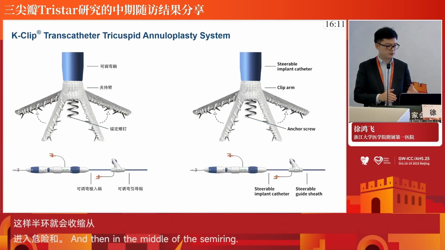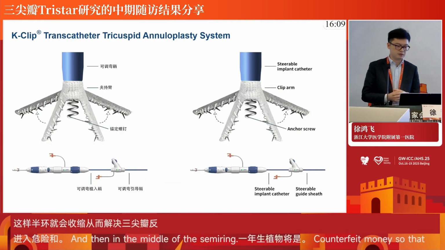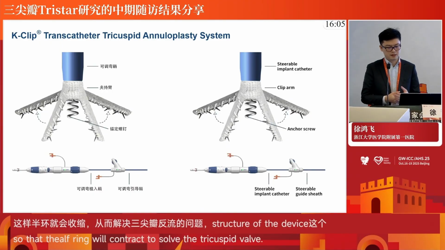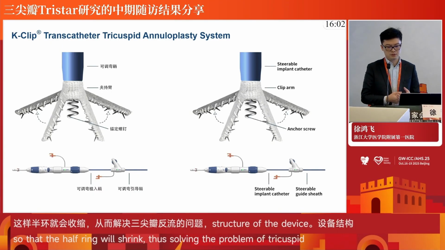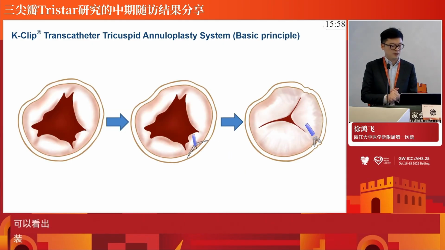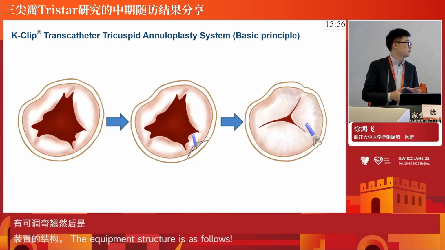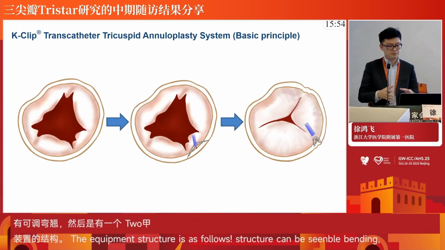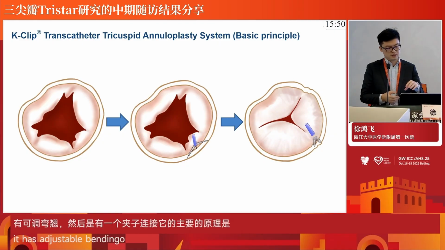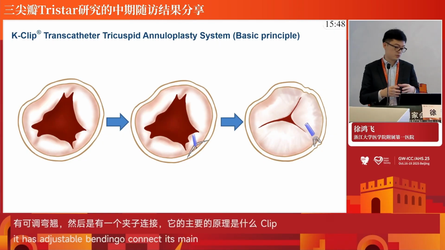This is the key structure of the device, including the anchor screw, the clip arm, and the steerable implant catheter. And I drew a figure to let you understand the basic principle of this device. We just reduce the size of the annulus and reduce the gap.